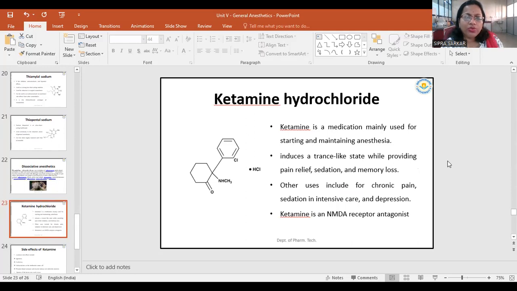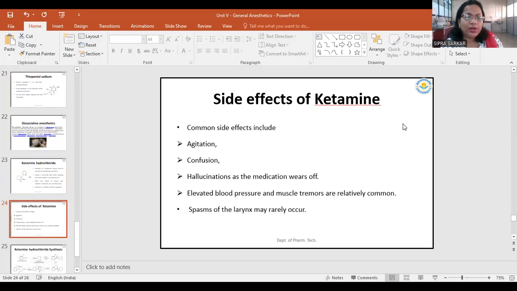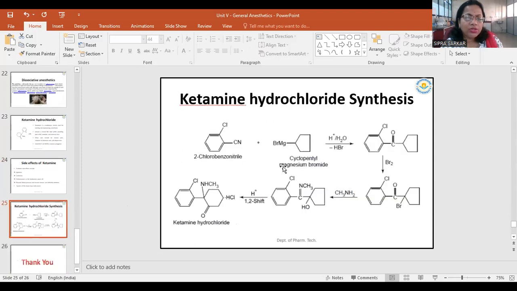Now coming to ketamine. Ketamine is a medication mainly used for the starting of anesthesia. It induces a trance-like state while providing pain relief, sedation, and memory loss. Other uses include chronic pain, sedation, and severe depression. It is also an NMDA receptor antagonist, a muscarinic receptor antagonist type. Some side effects are there like agitation, hallucination, elevated blood pressure, muscle tremor, and breathing trouble. Spasm of the legs may rarely occur. So the synthesis will be started in class and discussed.